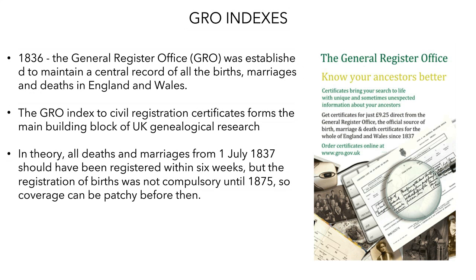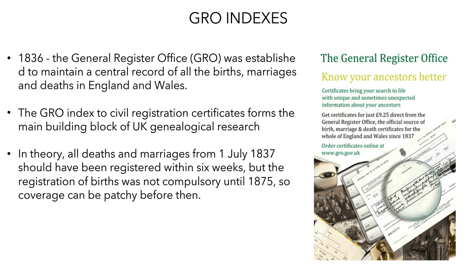So, starting off with GRO indexes. These are from the General Register Office, which was established in 1836 to maintain a central record of all the births, marriages and deaths in England and Wales. And this was a big step, particularly for us as genealogists, because it was the first time that such a vast quantity of personal data was routinely collected by a government. And today, as a result, these indexes really are the main building blocks of genealogy.